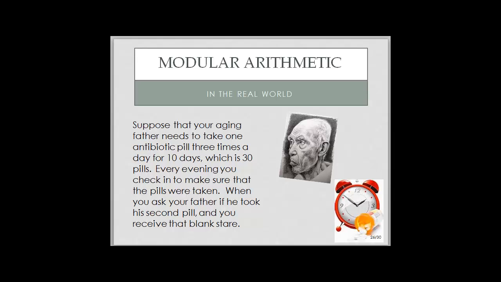Suppose that your aging father needs to take 1 antibiotic pill 3 times a day for 10 days. Well, that's 30 pills, right? 3 pills times 10 is 30. Every evening you check in to make sure that the pills were taken. When you ask your dad if he took his second pill, you receive a blank stare. As you can see, many real-world applications exist for modular arithmetic. We can use this for our failing memories or to help assist in our home care. Modular arithmetic in this case can be used to check to see if those pills were taken.